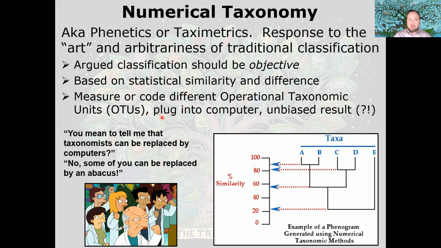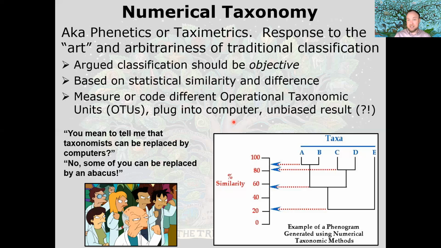So to do that, you have to figure out, well, okay, we're going to see how similar things are based on what? What are we going to measure? What are we going to assign numbers to crank through this thing? And so they came up with this concept of operational taxonomic units, or OTUs. So you come up with something and you measure it, like number of limbs, or wings or not, something like that. It's like a binary or a number, something that can be quantified. You plug all of those into a computer. The computer cranks and it spits out an answer.